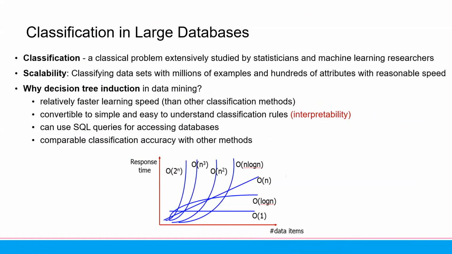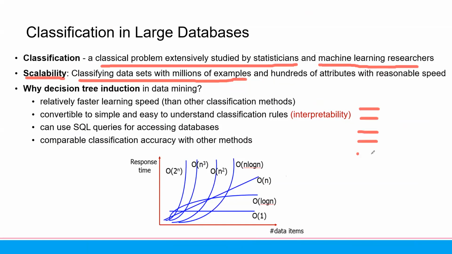So there are some other issues when we do the classification. The classification is a classical problem, extensively studied by statisticians and machine learning researchers. So we need to understand the scalability. Scalability means how we can use the data set with big data. This is, for example, millions of examples. Millions of examples mean the rows. Okay, we have a lot of rows and hundreds of attributes. So it means we have a lot of columns. So the classification should be able to work with many rows and many columns.